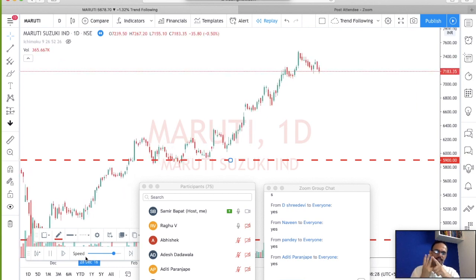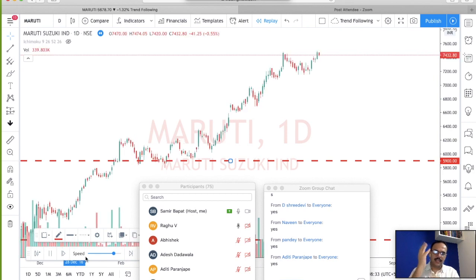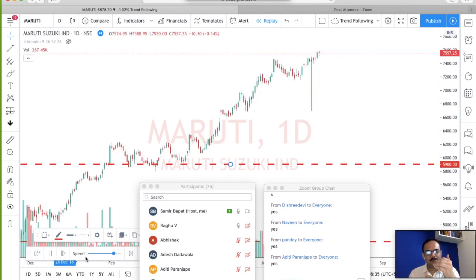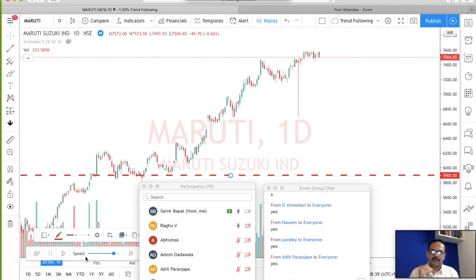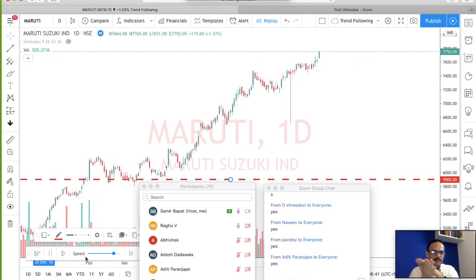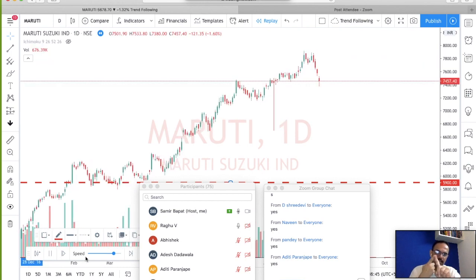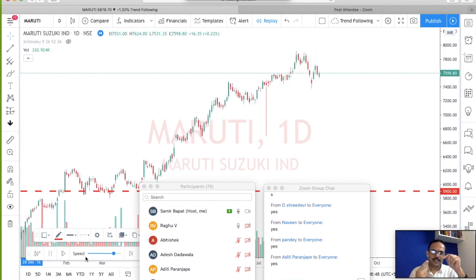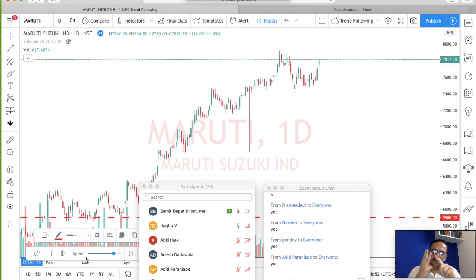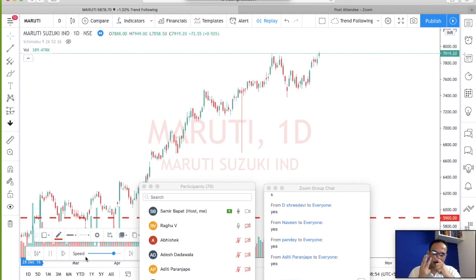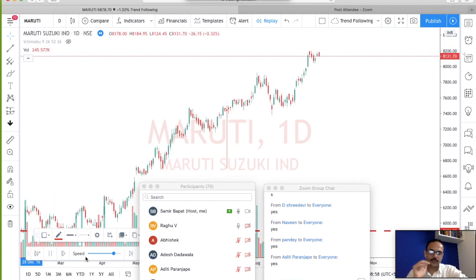So if you got a good and fair idea how to draw the support lines, we are looking for the basic thing: a 3-time hit at least, and the line should be able to act as a support and resistance both. If it is acting as support and resistance both, then we value that. First point is 3 times hitting at that level. Second point, it should act as a support and resistance level both. Yeah, so that is the level.